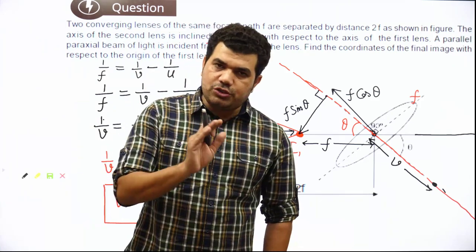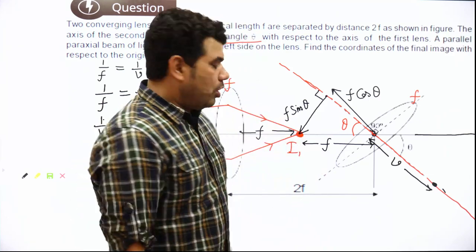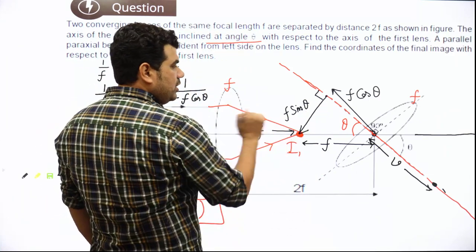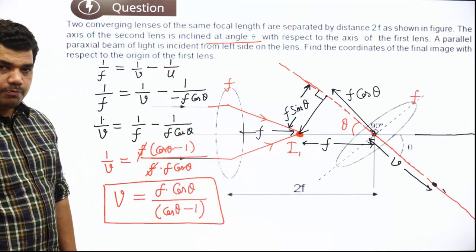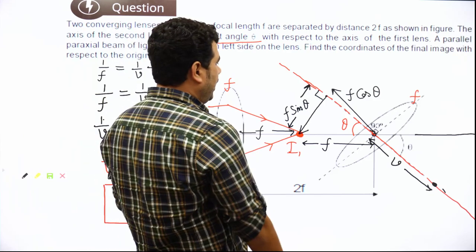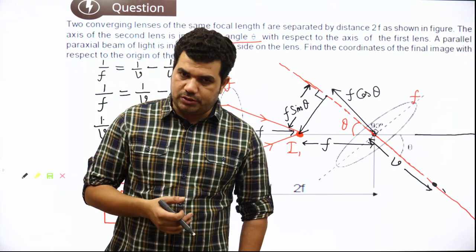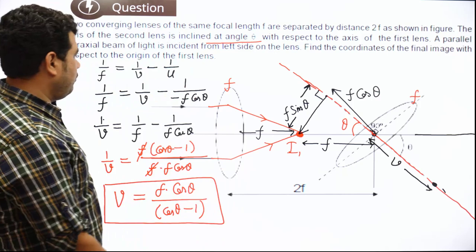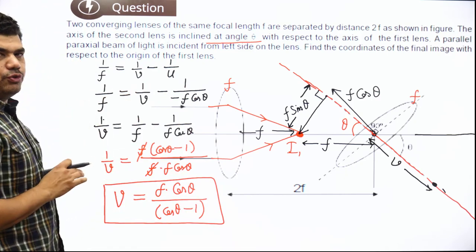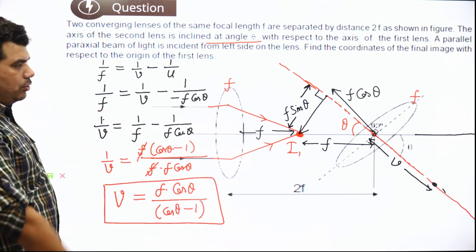And see, what we have to find? We have to find the image. So where is the image? First we have to see where is the object. Object is here, the vertex of this. So we have to find the length of this image. For this, we just have to find M. M means magnification. And M is equal to V by U. So now we have to just rub it. If you want to note it, then just pause the video. After that, not now, you can note this.